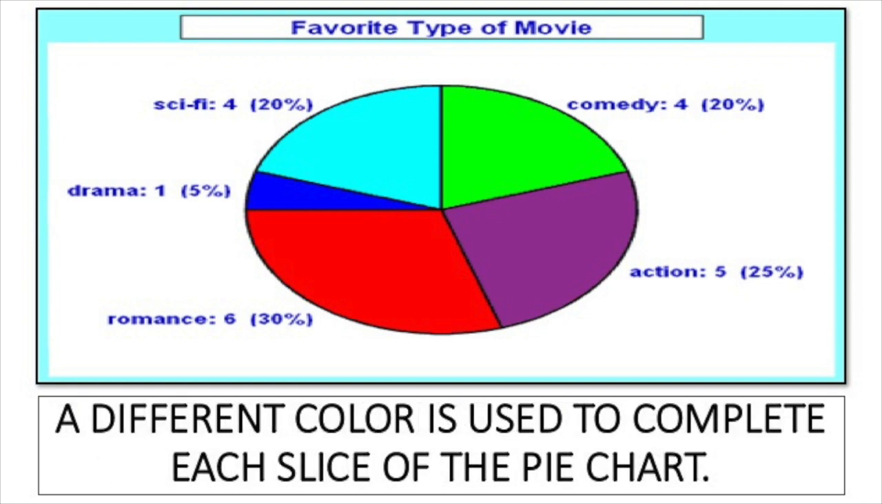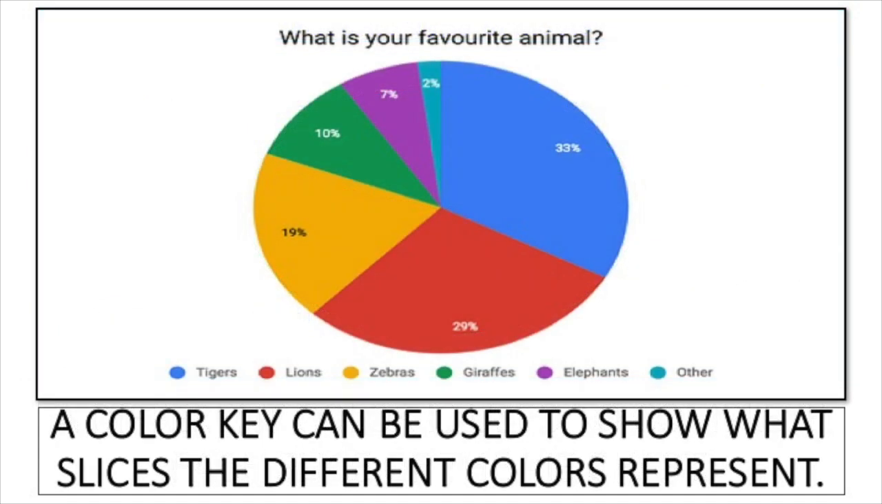That's the main difference. A different color is used to complete each slice of the pie chart. Now, very important. We like to do it for bar charts too, but for pie charts, we have to do it. What would happen if both of these sections were red? It would look like one big section. That's why for pie charts, it's important each different slice has to be a different color so that they look different. If they're the same color, it will just look like one big pie. So when doing your pie charts, have each category and slice a different color. A color key can be used to show what slices the different colors represent.